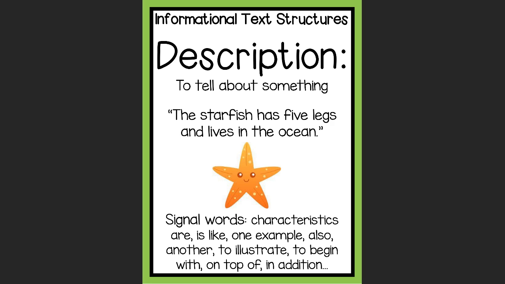And some of the signal words. These signal words are really important, because if you see any of these words in a nonfiction text, you'll be able to say, hey, that's the structure, and the signal words tell me what structure that is. So a couple of them: characteristics, like how many legs the starfish had, and where the starfish lives. Then there's a couple of verbs, like are, is, like. There could be an example, the word also, another, maybe to illustrate, to begin with, on top of, or in addition. So all of these signal words describe the structure of description.